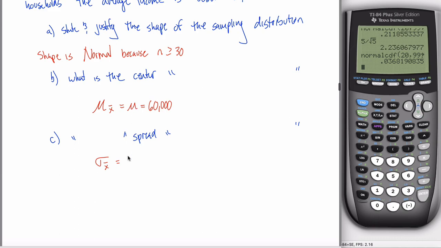And it's harder than this formula. It's not just equal to sigma, it's equal to sigma divided by the square root of n. So sigma in this case is 40,000, and n is 100. You can leave your answer just like this if you want. In this specific case, this simplifies really nicely. This ends up being equal to 4,000 because the square root of 100 is just 10.